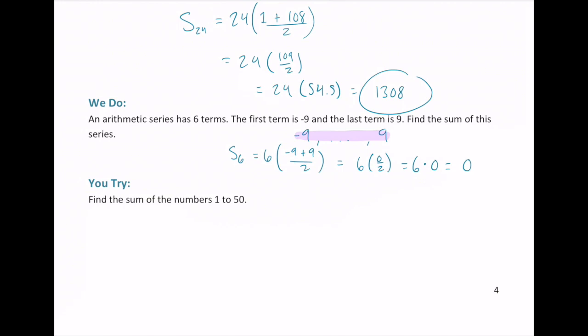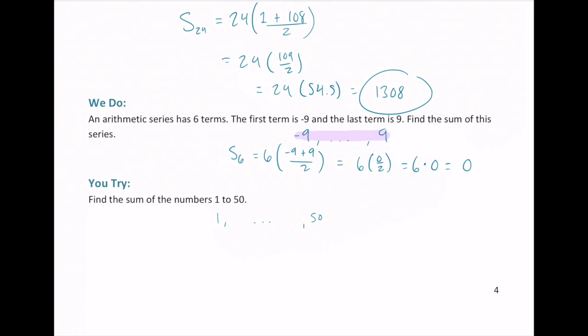Okay, let's try this last one on the bottom here. We want to sum up the numbers from 1 to 50. And there's some numbers in here that we don't know. So I'd like you to set this problem up, solve it on your own, and then check back with the video to see if you're right.